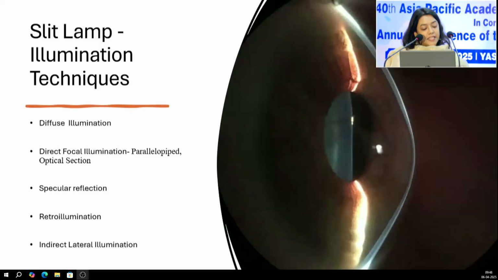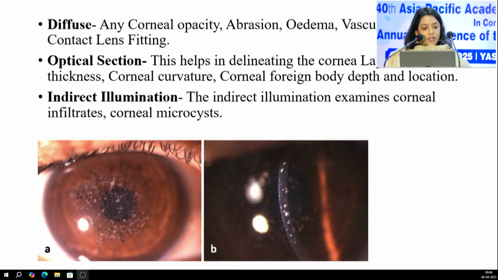On the slit lamp, we can use various illumination techniques, and mastering all of these is very important for a detailed corneal examination. Diffuse is used for any gross abnormality and contact lens fitting. Optical section is very important for delineating the various corneal layers, the depth of dystrophy deposition, corneal foreign body, corneal curvature, and thinning.